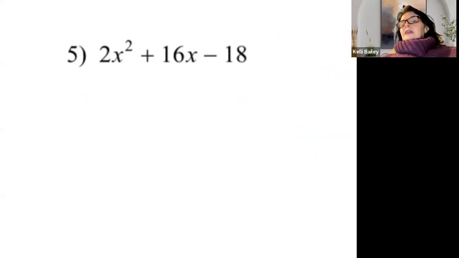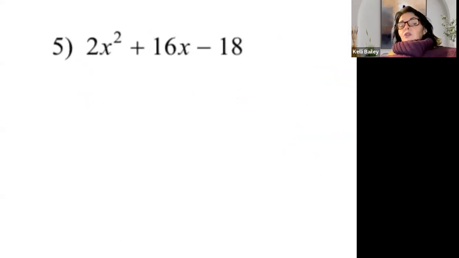Here we go. Now, here's one where I told you before on the other videos, I want a 1 in front of the x squared. I want that x squared just to be x squared, right? So I want to get rid of that 2. So first thing I want to do is see if it fits into these. And it does. Those are even numbers. So I'm going to start out by pulling that 2 out here.